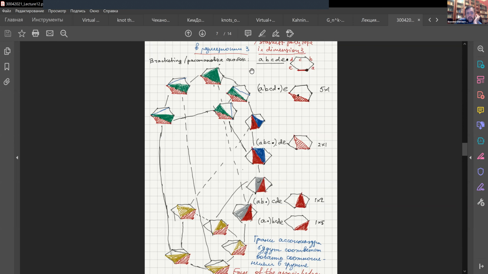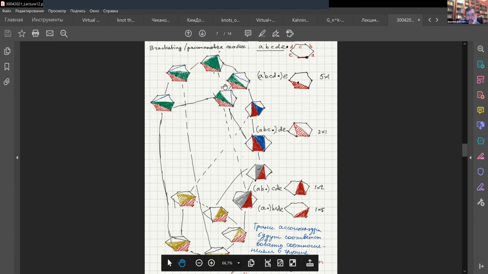And you see here, this structure will correspond to bracketing.